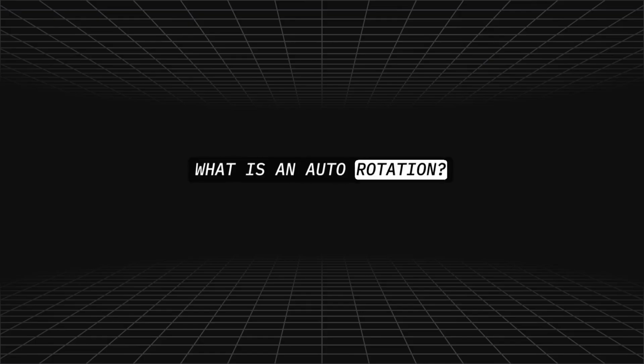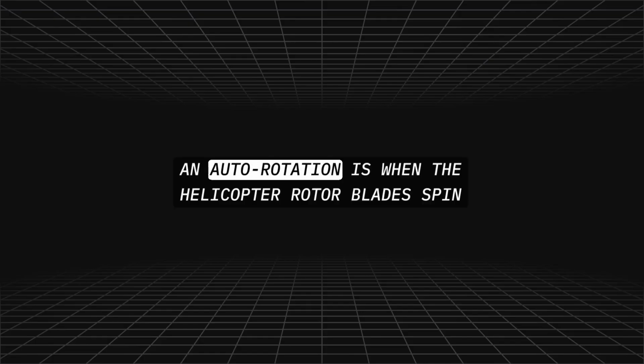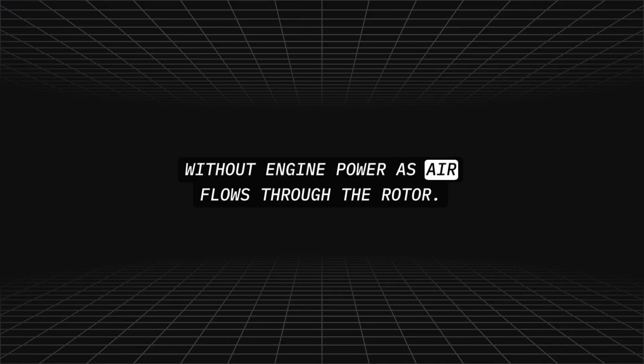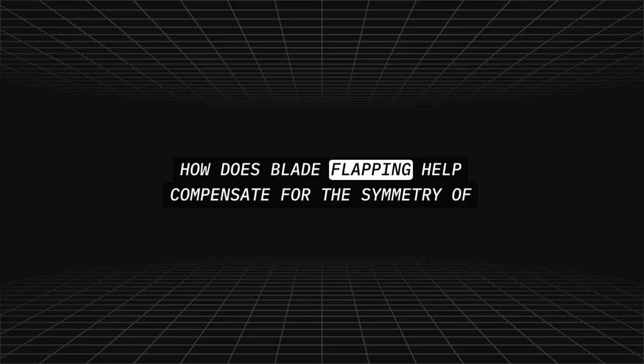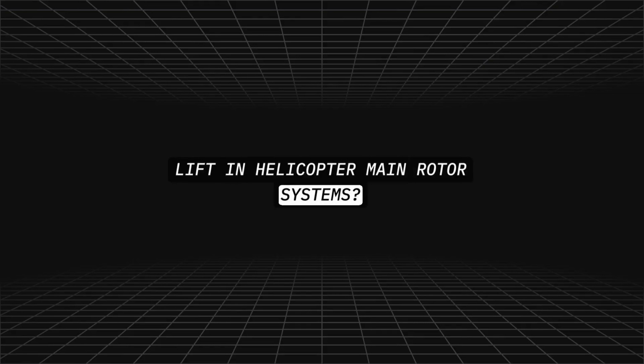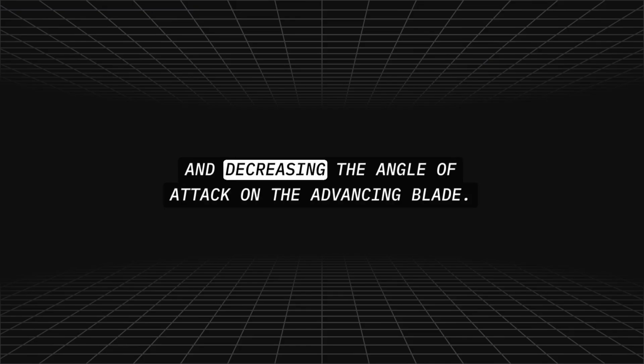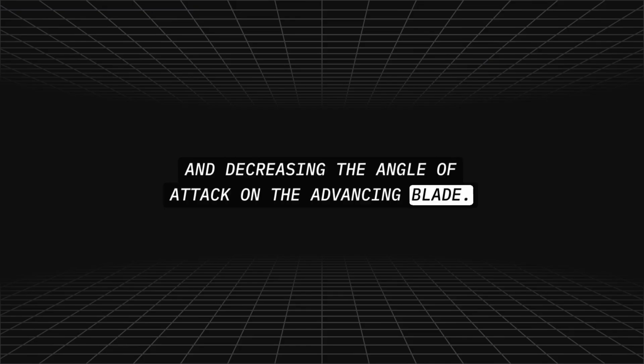What is an autorotation? An autorotation is when the helicopter rotor blades spin without engine power as air flows through the rotor. How does blade flapping help compensate for dissymmetry of lift in helicopter main rotor systems? By increasing the angle of attack on the retreating blade and decreasing the angle of attack on the advancing blade.